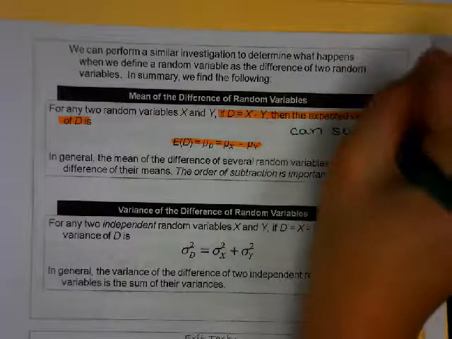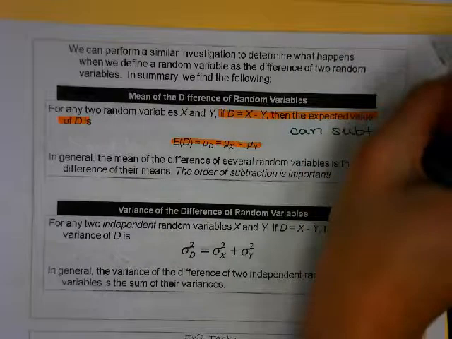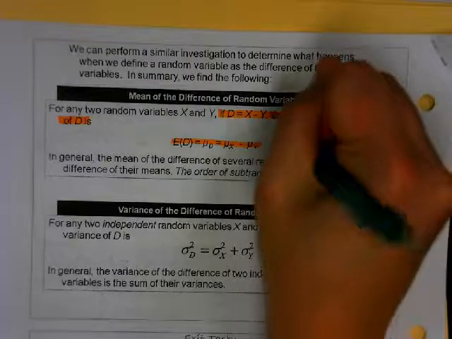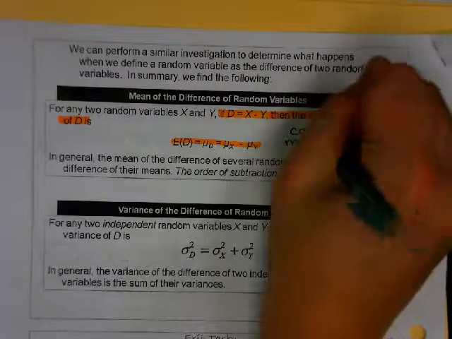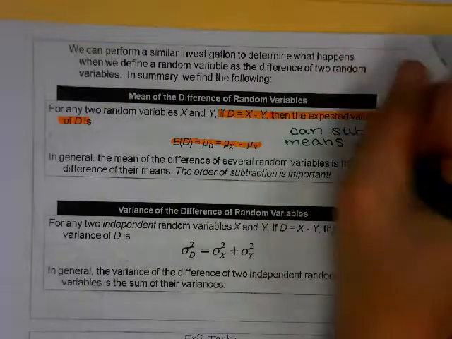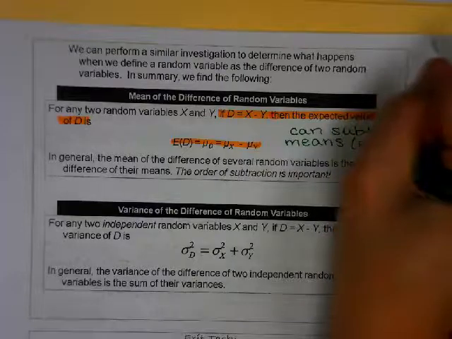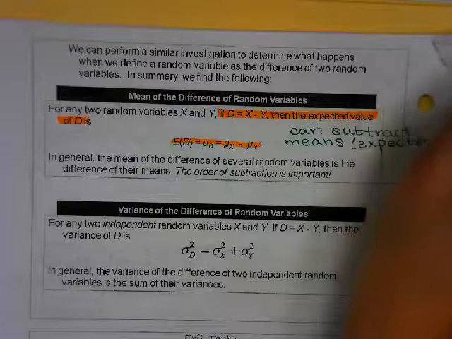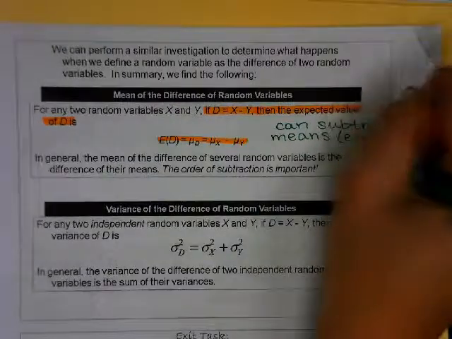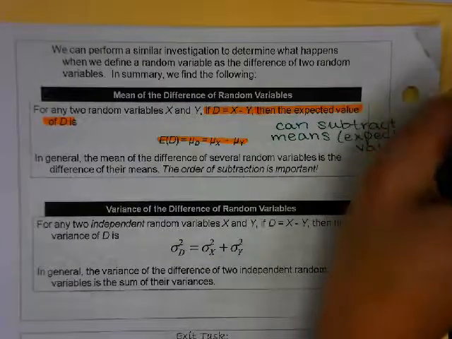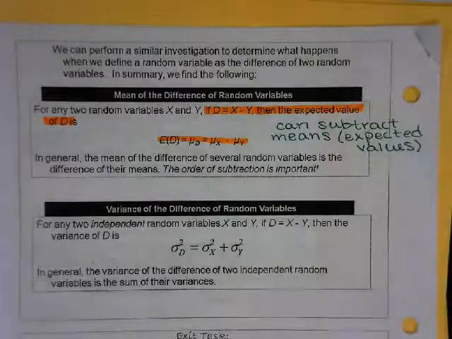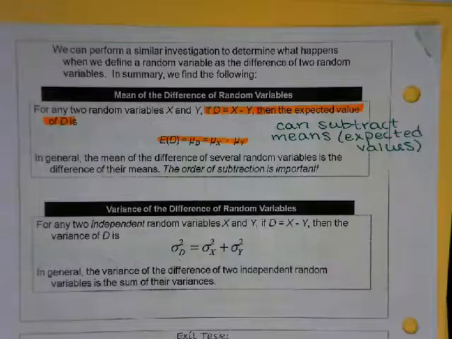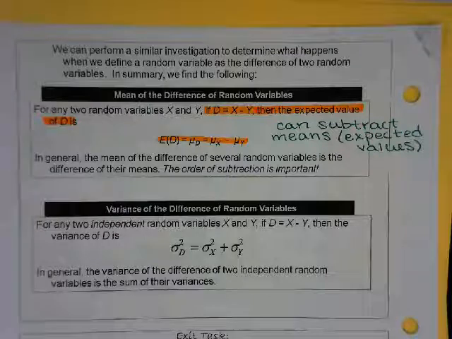The one thing to pay close attention to is the order of subtraction. And this is where I tend to see the most mistakes. X minus Y is very different than Y minus X. So you have to pay attention to which variable they tell you to subtract from the other. Order of subtraction is important.